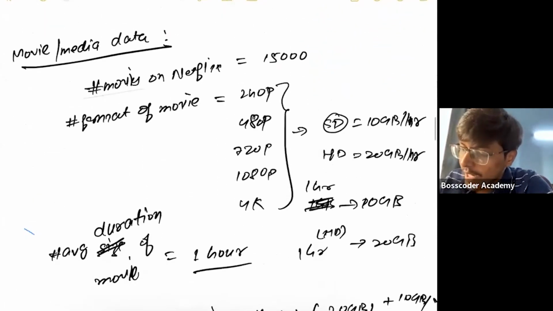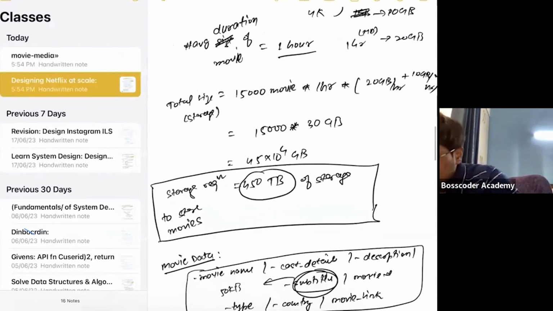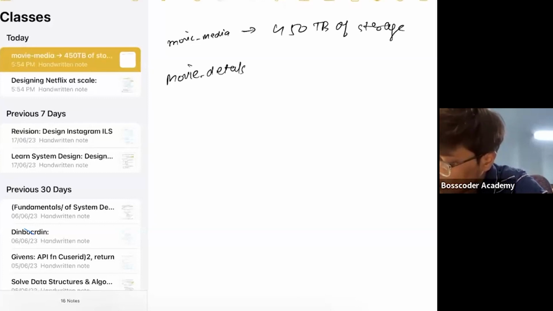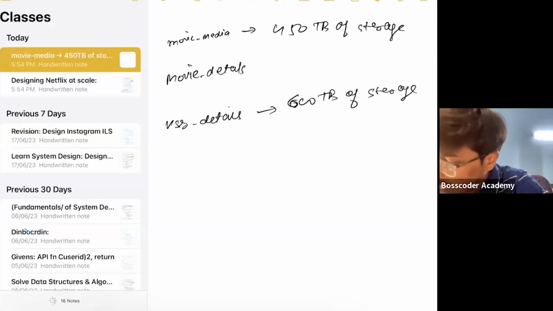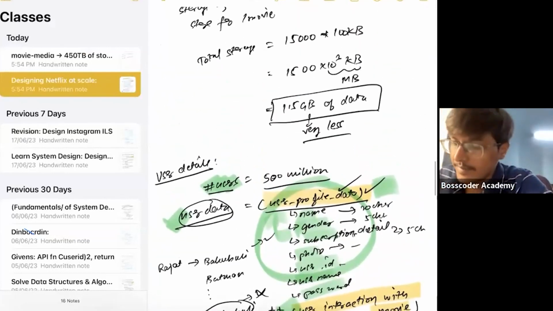Right. So if I conclude the storage part, then we have 3 types of storage. We stored movie media, which for us took 450 terabyte of storage. We also stored movie details, and we also stored user details. User details took 600 terabyte of storage, and movie details took 1.5 GB.